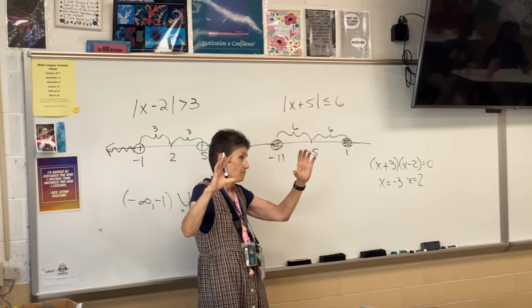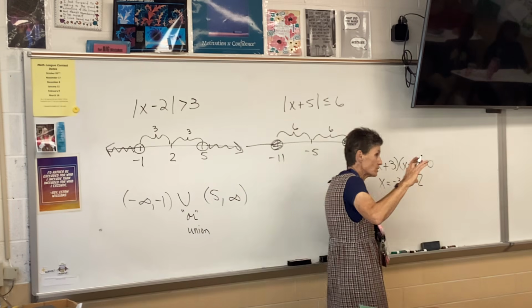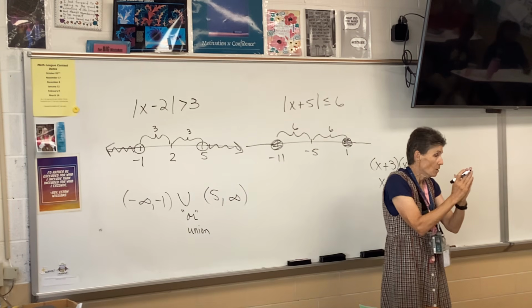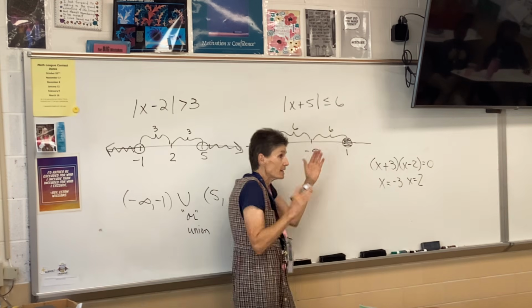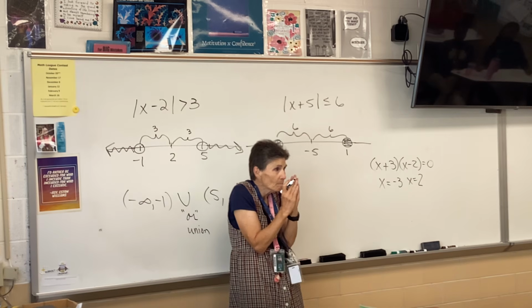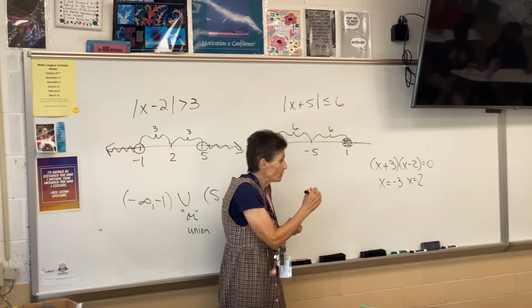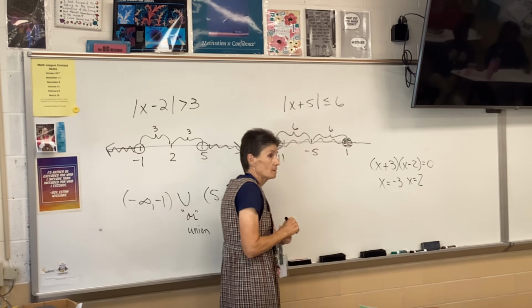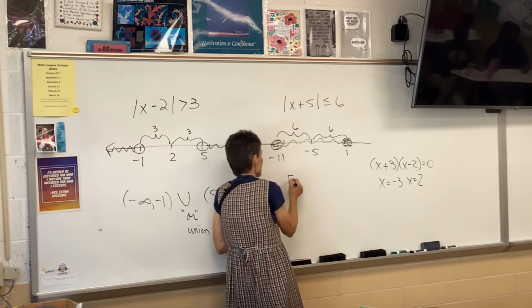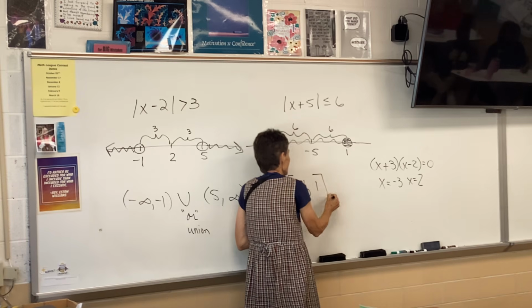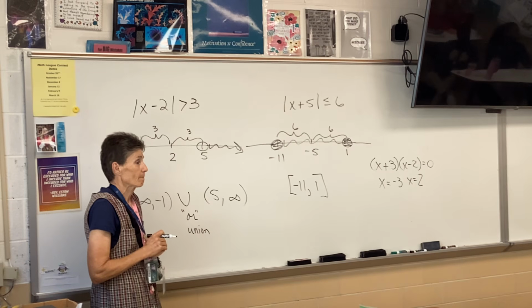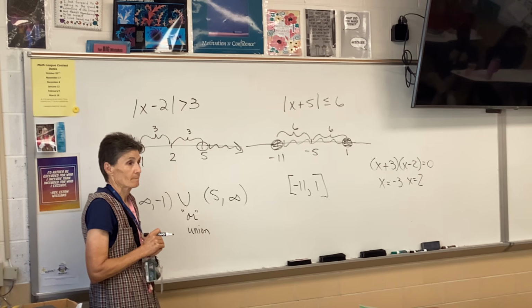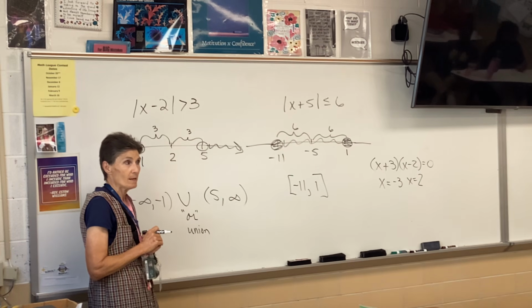What did I tell you about shading? You're always going to shade in between the two dots, or you're going to shade outside of the dots. Since this is a less than, we're going to shade inside, between the dots. So my answer is bracket -11 to 1. There's my interval notation. Okay?